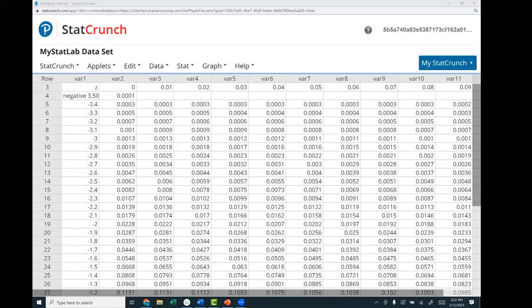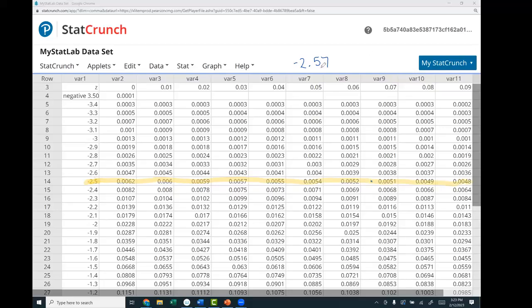So we picked negative 2.57. What we do is we go down here and we see negative 2.5, and then we go over until we see this column here. So this column here, so we have negative 2.5, goes all the way across here.